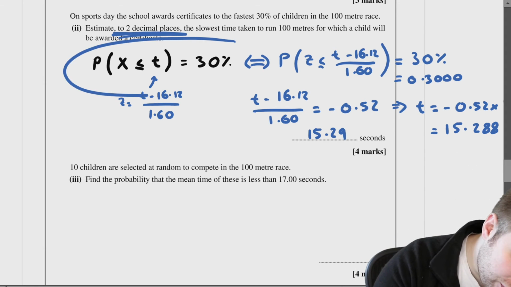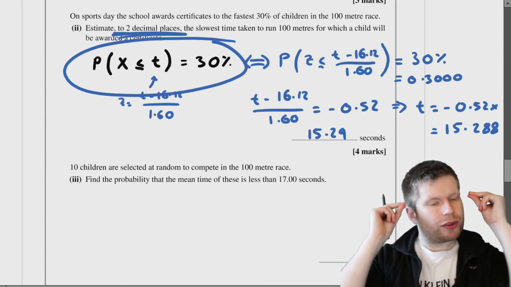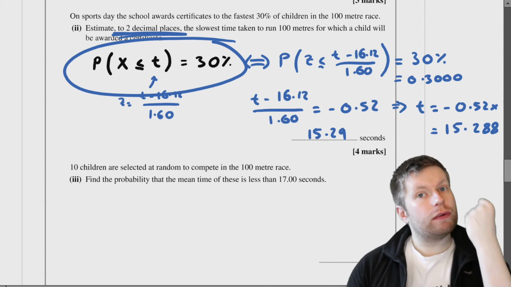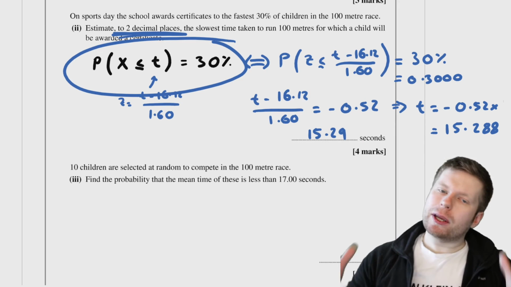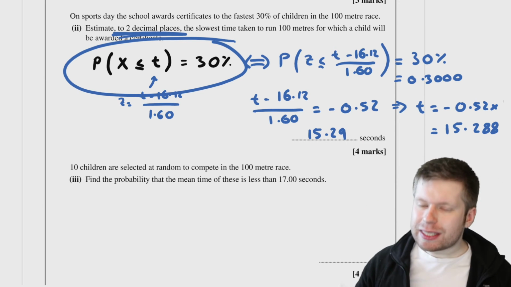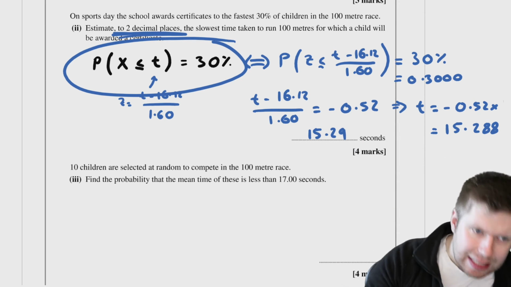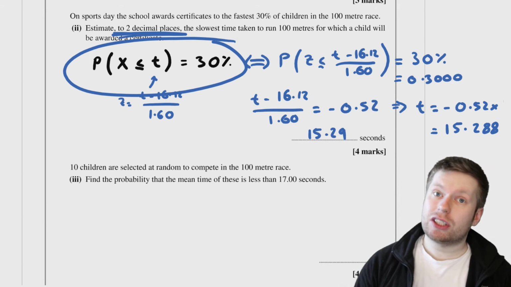I think this is fairly tricky. It's just making sure to think about it, because the temptation is to go for greater than because you're looking for the top. But that's not true here because you're talking about time. If you're in the top 30%, it means that you have a time less than the 15.29 seconds that we've just found.